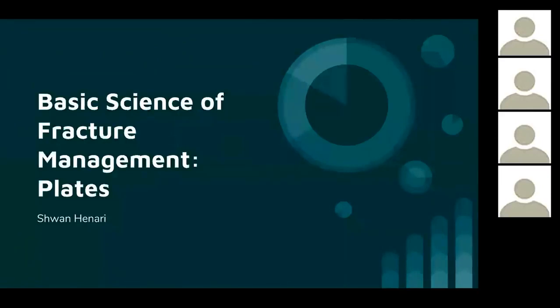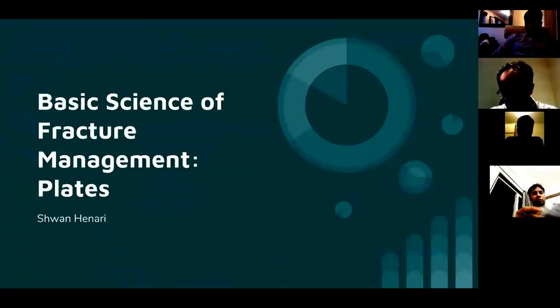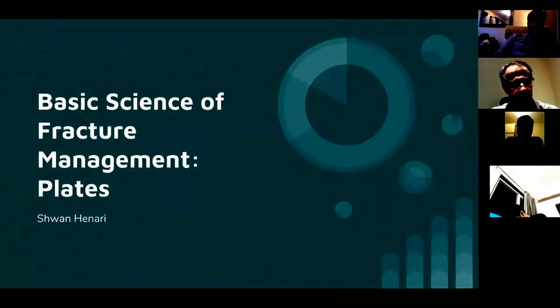It's also a great topic because it does cover quite a number of chapters in basic science and also in fracture management. And you can take this from plate to other forms of fixation and other forms of implants, and you can use the same basic science knowledge and apply it in different ways. So I really do recommend you do spend some time focusing on this area as well.